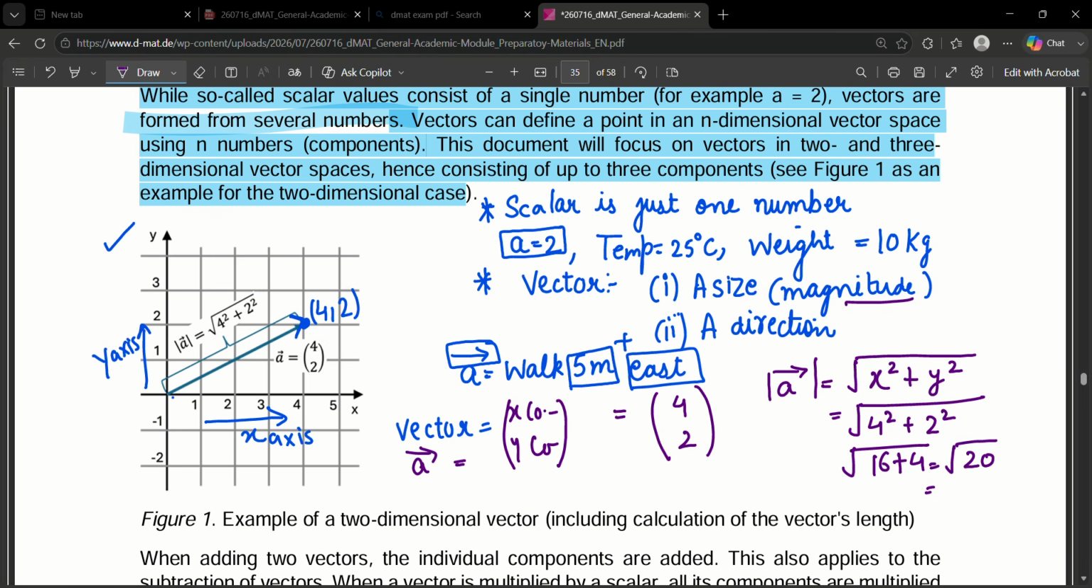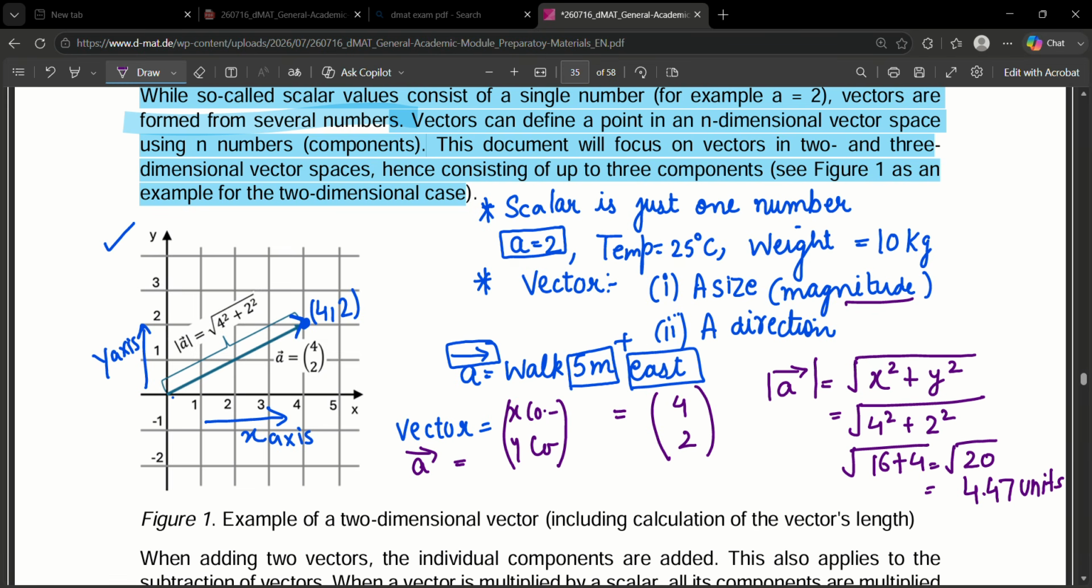Now you would have that problem that we won't be having pen and paper in the exam. How are we going to find root 20? But you can approximate the value. You know what root 25 is. That is 5. So what would root 20 be? 4 point something. So it would be 4.47 units.